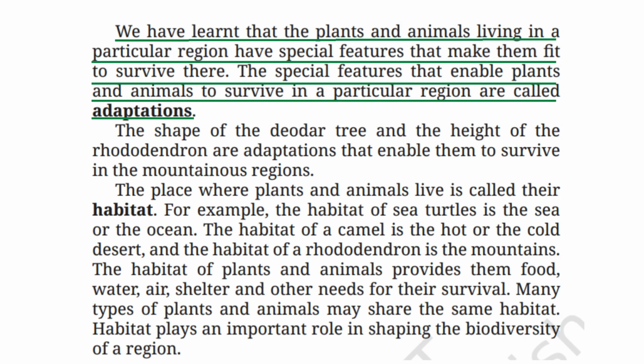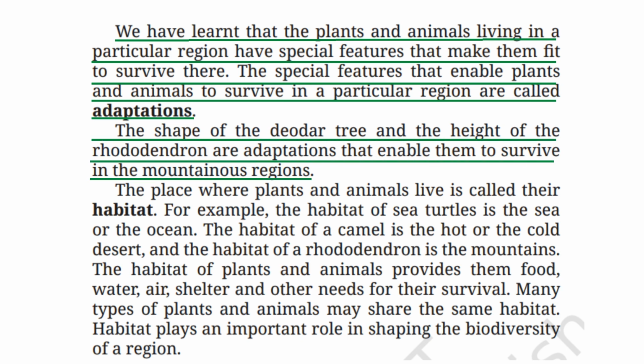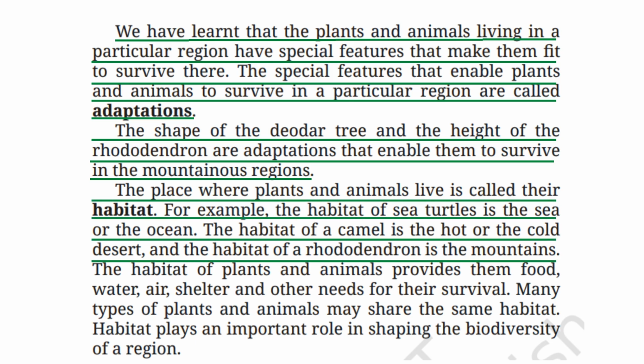So, we have learned that the plants and animals living in a particular region have special features that make them fit to survive there. The special features that enable plants and animals to survive in a particular region are called adaptations. The shape of the deodar tree and the height of the rhododendron are adaptations that enable them to survive in the mountainous regions. The place where plants and animals live is called their habitat.